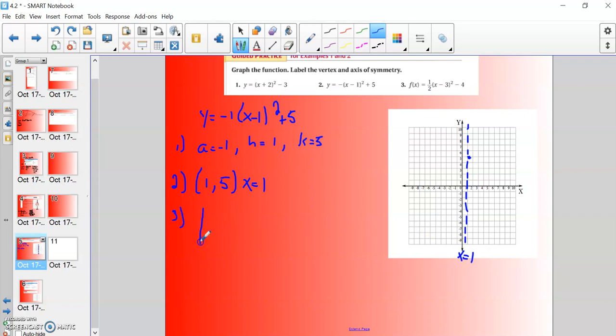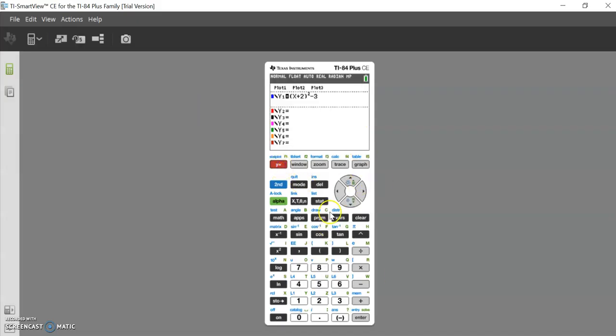So step 3, create your table of values again. 1, 2, 3, 4, 5. Remember, vertex goes in the middle, and then just go up 2, 3, and down 0, negative 1. So let's go back to our graphing calculator. y equals negative (x minus 1) squared plus 5. Then go to your table.